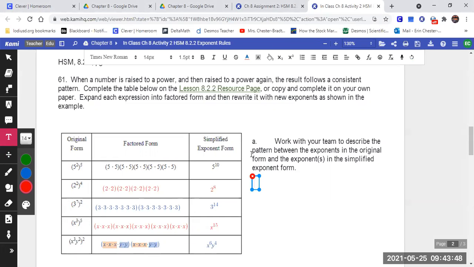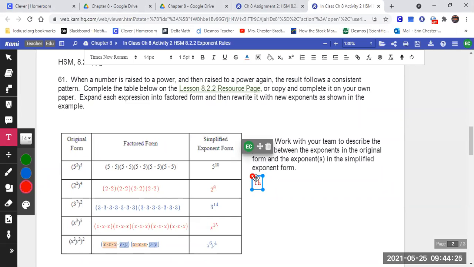If I'm comparing from my original form, 5 to the 2 to the 5th, 5 to the 10, 2 to the 2nd, 4 of them, 2 to the 8th. What do we notice is happening this time with the exponents and the bases? Yes, this time we're multiplying the exponents because there's multiple sets of what's inside the parentheses.